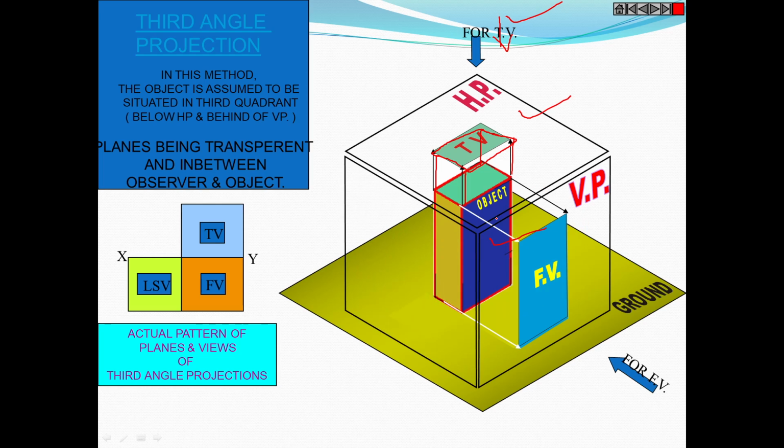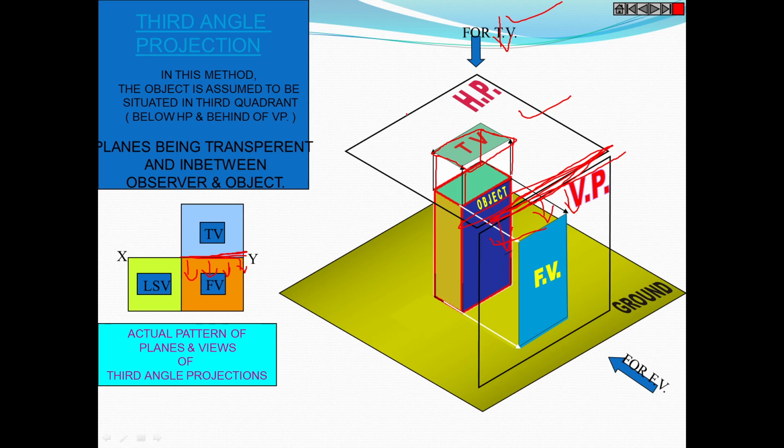So you can see this is our xy line. Now clearly you can see here the front view is below the xy line. You can see here also, this is the xy line, and the front view is below the xy line.